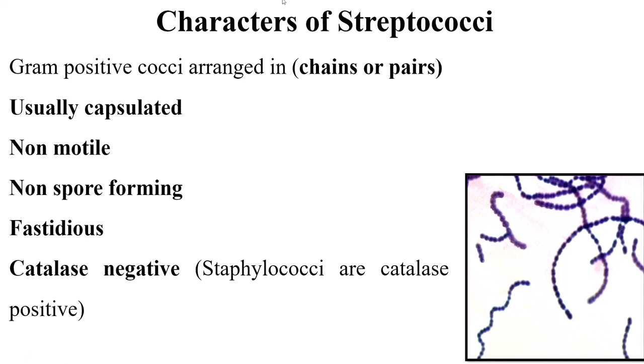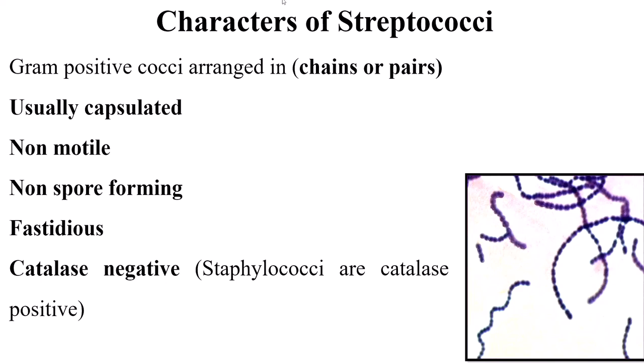So, what are the characteristics of streptococci? Microbiologically, we have many characteristics of streptococci. Gram-positive bacteria, as we said previously, they are arranged in chain or pair. Usually, they are capsulated. Not all streptococci are capsulated, but most of them are. They are non-motile. They don't have flagella. Non-spore forming. They cannot produce spore.